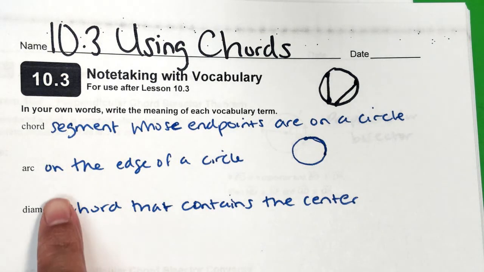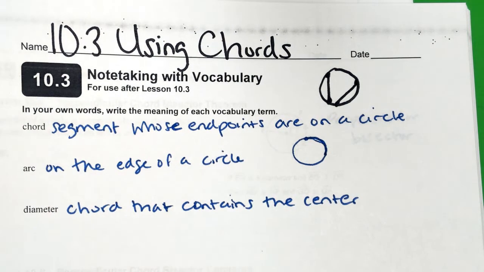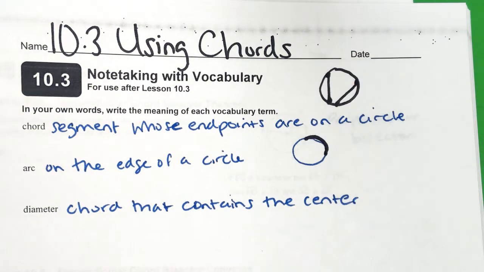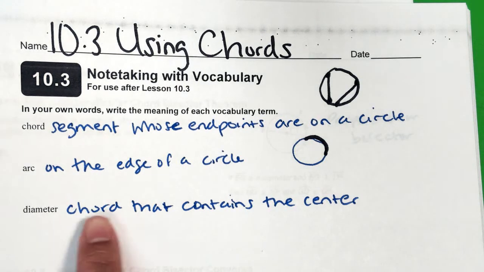And an arc is usually the angle that's on the edge of a circle. So if I have a circle from one point to the next point on the edge, that is called an arc. And then we have diameter, which is like a chord, but it does contain the center. So those are our three definitions that we're going to use in order to solve for missing arcs and segments.